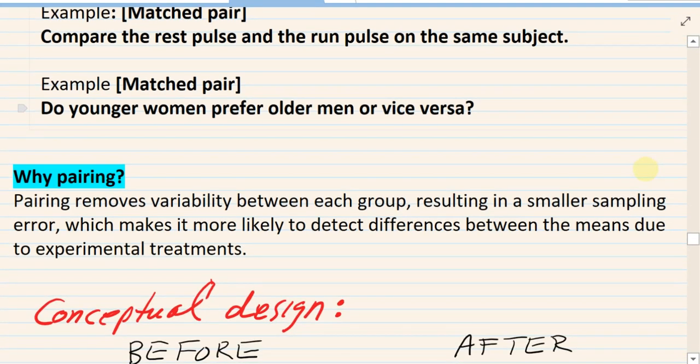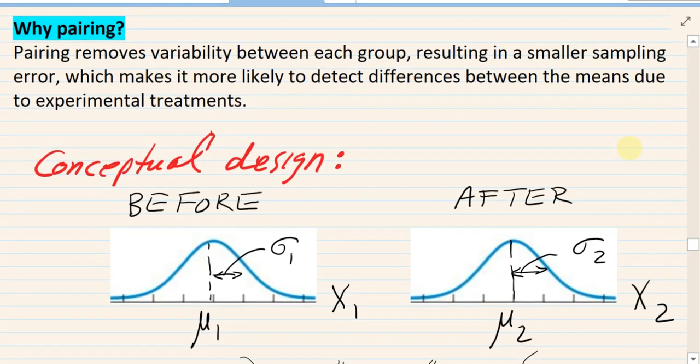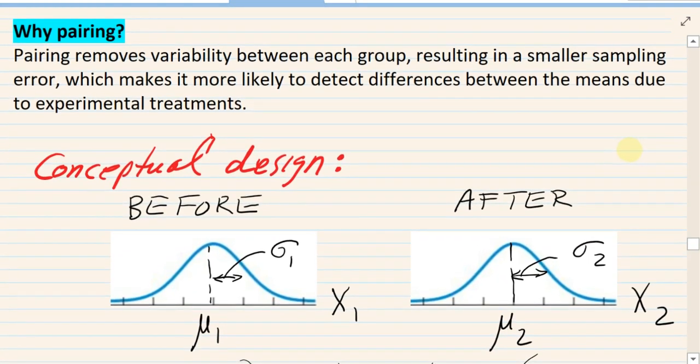Okay. Now, conceptually, how is this going to work? So this is our design. We're going to assume we're sampling from two normal populations. This would do the before after.